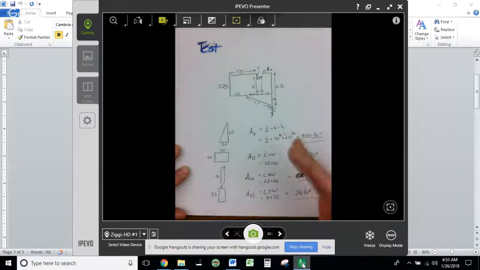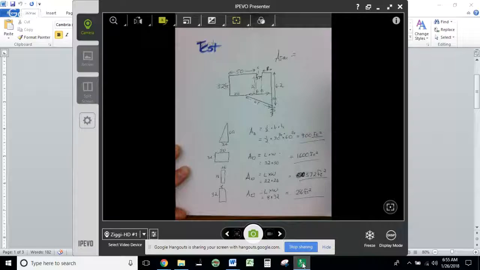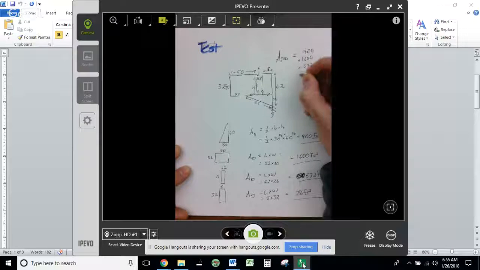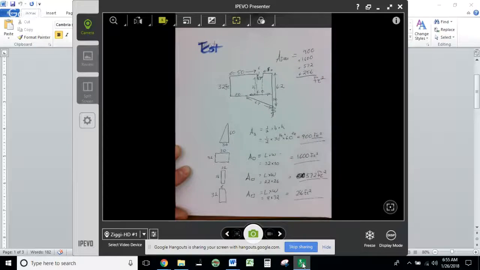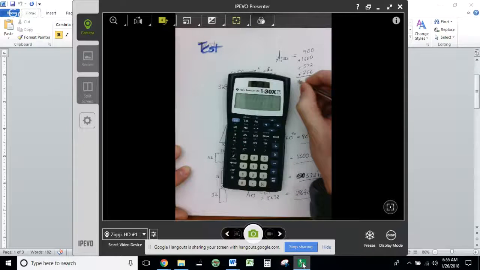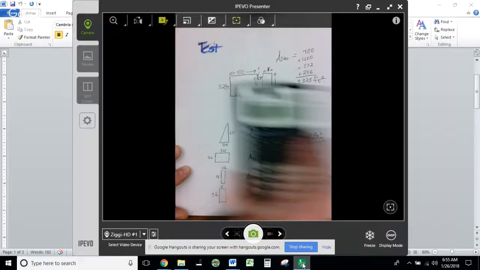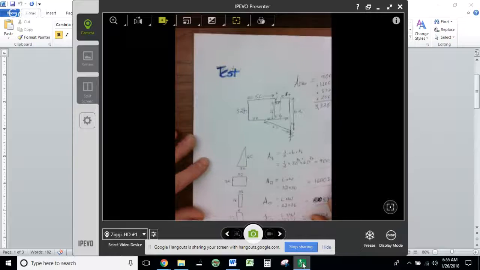To get the overall area, we need to add all these up. So area is equal to 900 plus 1600 plus 572 plus 256. These are all in square feet. I get 3,328 square feet. Okay. Last thing that I want to talk about on area is a circle.